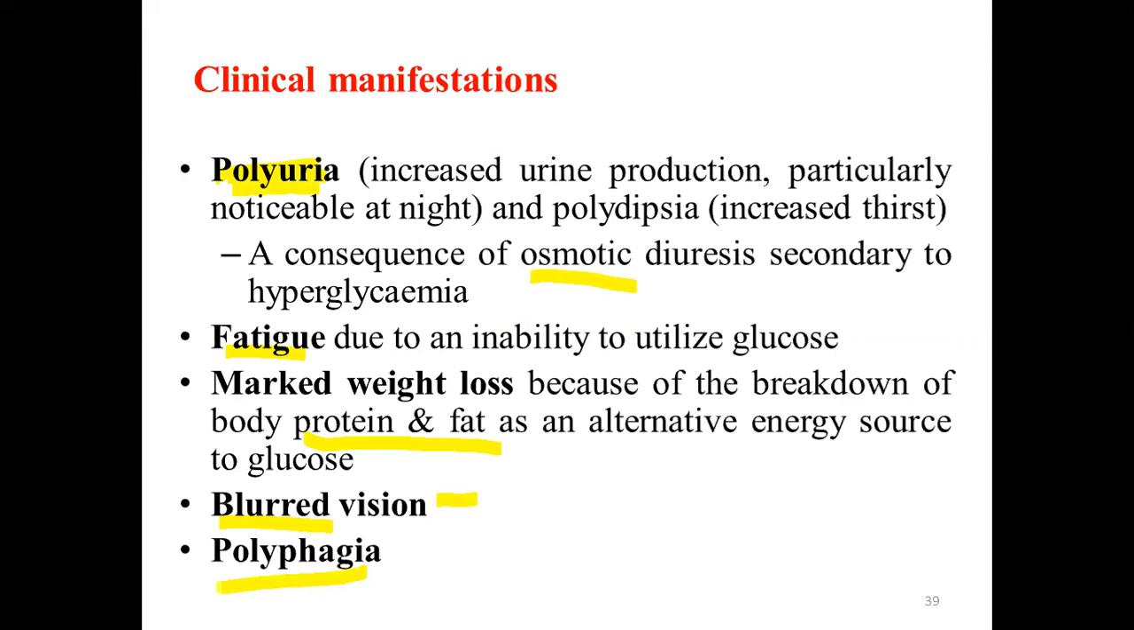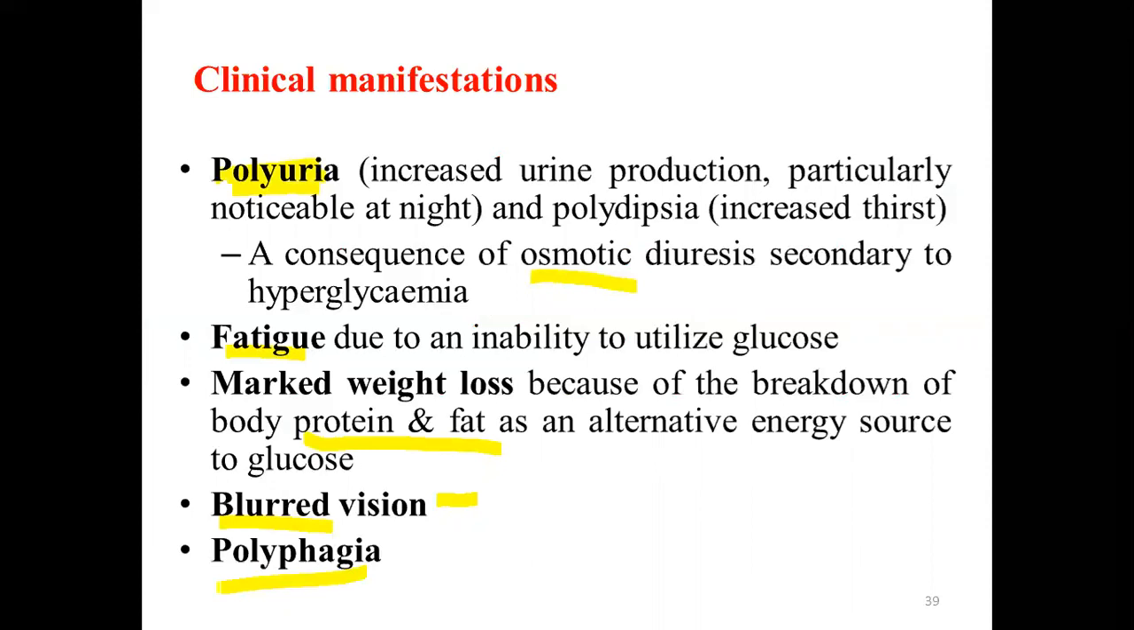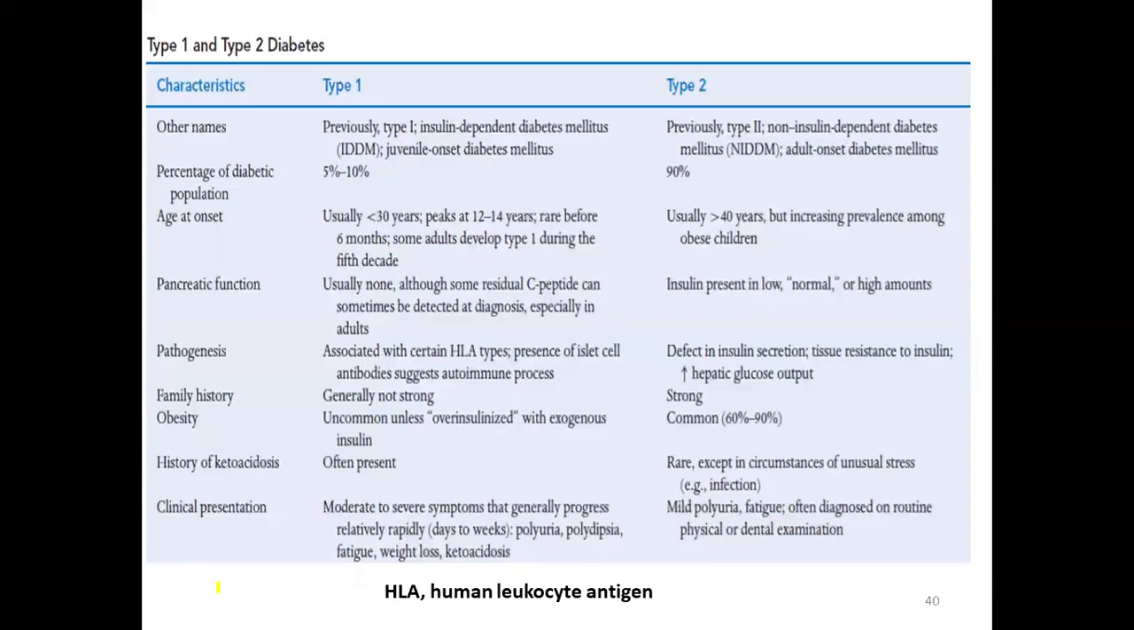Polyphagia, as I mentioned before, the cells are not utilizing glucose properly, so the compensatory response is polyphagia. They have an urge to eat too much. So maybe you can look at your experience in the future, like how they are eating, is that really true? Do they have polyphagia? You will get a lot of information when you are approaching those patients. So in summary, what is the clear difference between type 1 and type 2 DM?